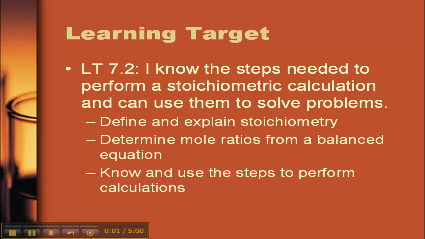Our learning target is 7.2. I know the steps needed to perform a stoichiometric calculation and can use them to solve problems. So we need to define and explain stoichiometry, determine mole ratios from balanced equations, and then know and use the steps to get your calculations.